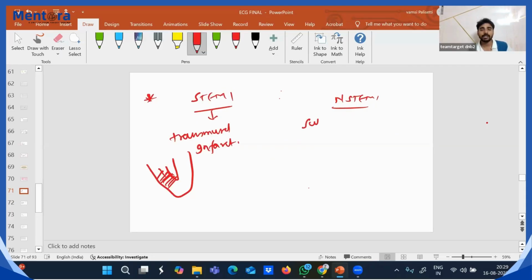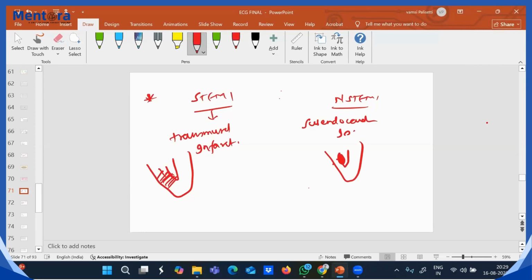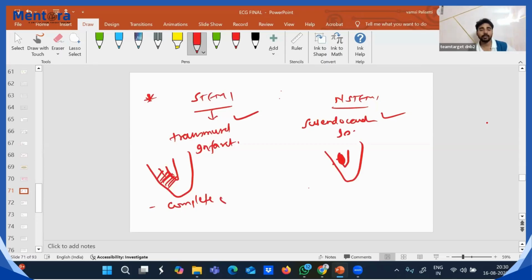And non-ST elevated MI is mainly because of subendocardial ischemia. What is this? This is your heart, this is your ventricle. This is your endocardium, myocardium, pericardium. Only this part has ischemia. That is called subendocardial ischemia. Very important. ST elevated because of transmural infarction, non-ST elevated because of subendocardial ischemia. STEMI mainly occurs because of complete occlusion of the vessel. Non-ST elevated MI mainly occurs because of partial occlusion of multiple vessels.